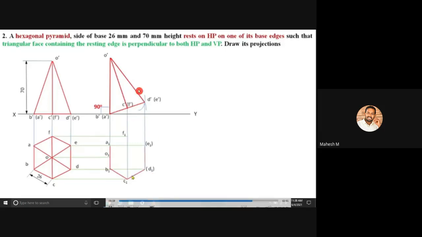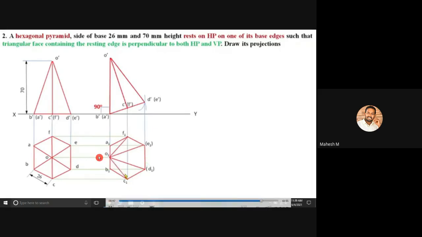So here all the lines, that means all the base edges and all the slant edges, are visible. So there is no dotted line in this second top view. So this is our apex point. Okay, so O1 is our apex point. So you have to connect all the corners towards O1. A1 and B1 are already connected. So please connect C1 to O1 and please connect D1 to O1, E1 to O1, F1 to O1.